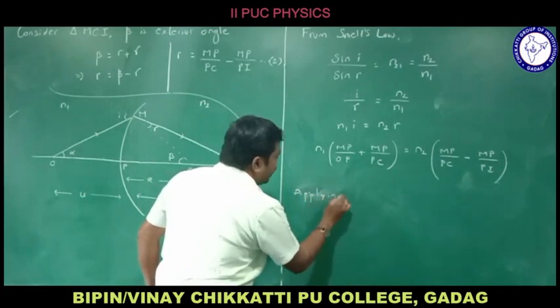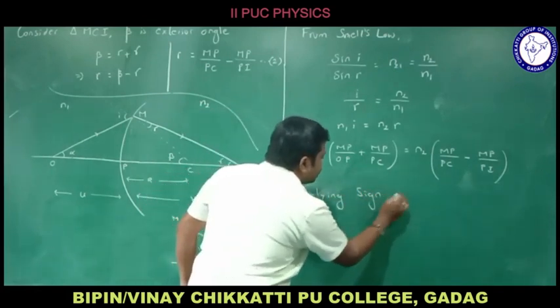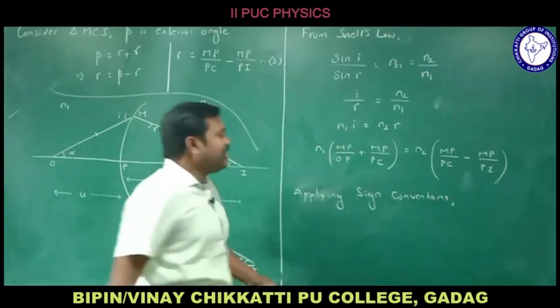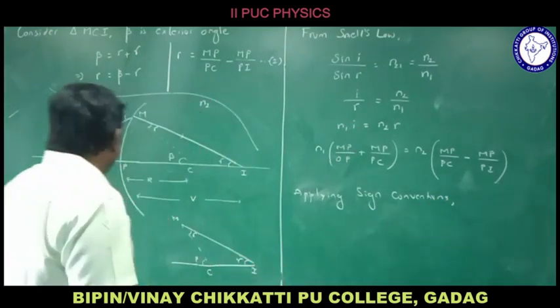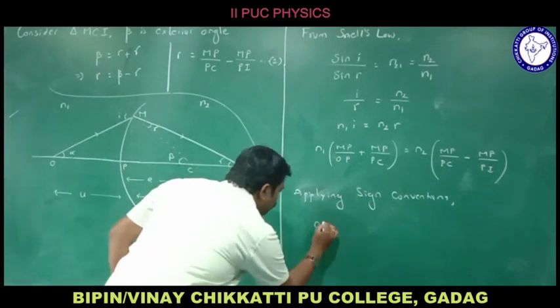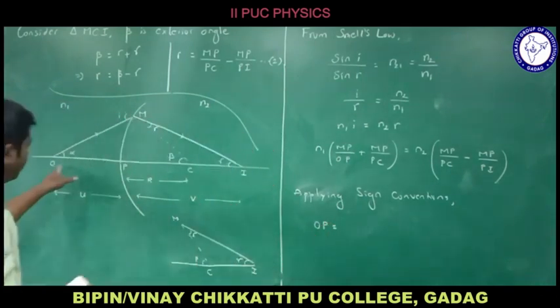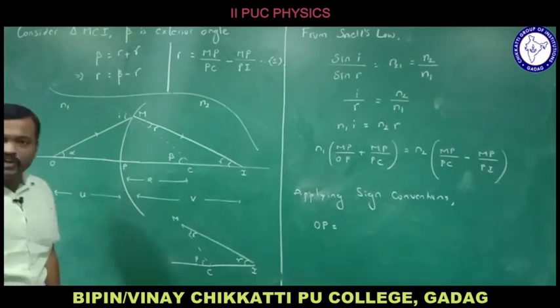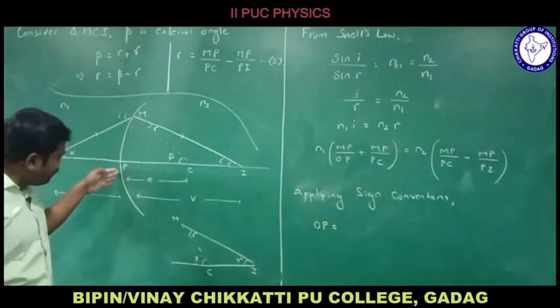Since we are applying which convention here? Sign conventions, right? Applying sign conventions. Okay, let me take. Applying sign convention, first of all let me write what is OP now here, right? So what is this OP? OP is what now here? Distance U, right? Distance U, you know, distances are always measured from pole. Okay, from here I am measuring.